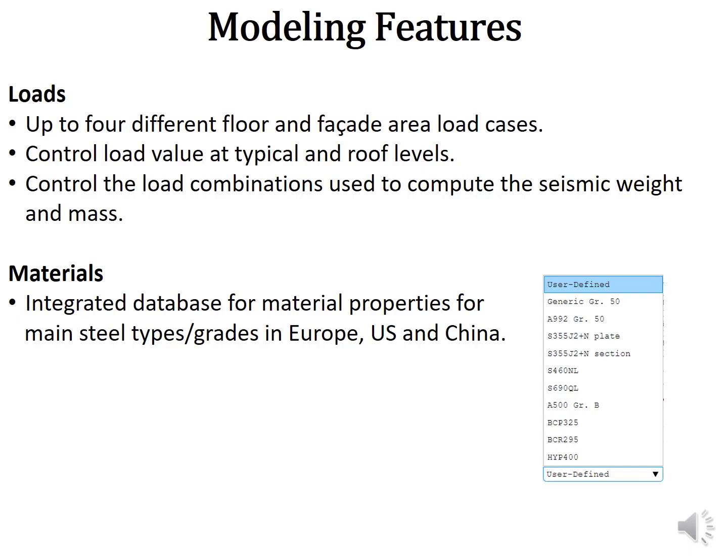When defining materials, FM-2D has an integrated database for material properties that covers all the main steel types and grades in Europe, United States, and China, as shown over here.